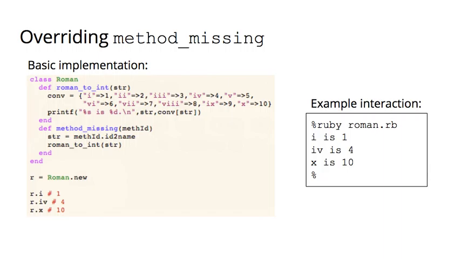And that's because when those methods were called on R, it said, oh, there's no I method defined here. Let's give it to method missing, and then method missing in turn passed it on to roman to int, which created the output.